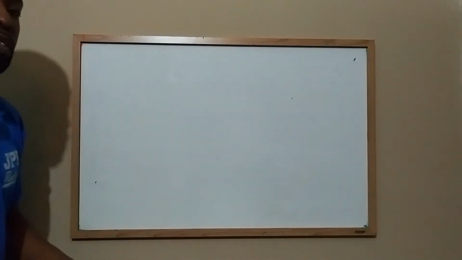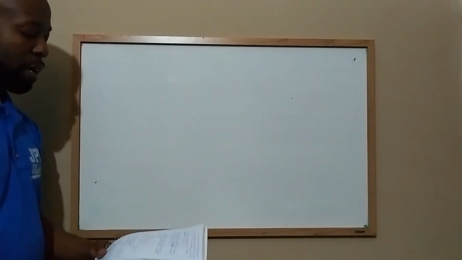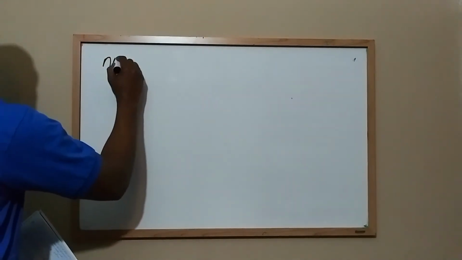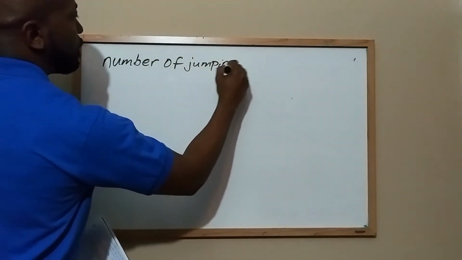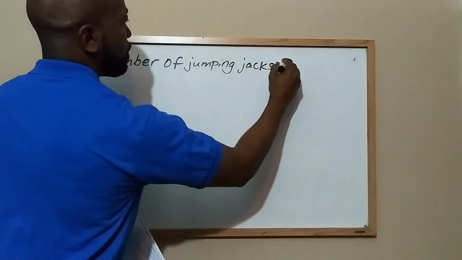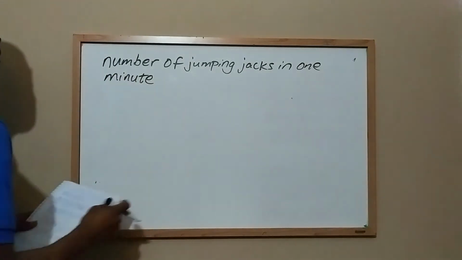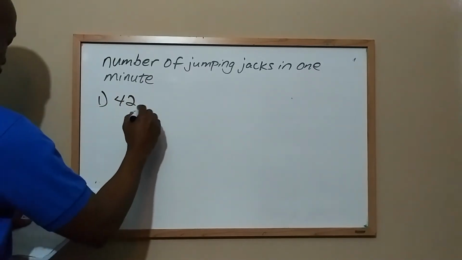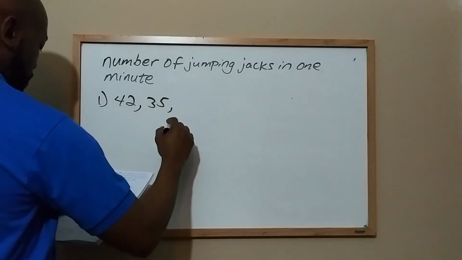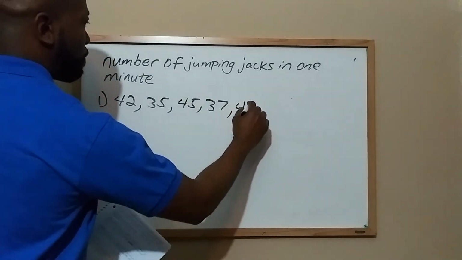So on our first example, in this list of numbers that I'm about to write on the board, this list of numbers is going to describe the number of jumping jacks in 1 minute. The numbers are, let's take 42, 35, 45, 37, and 41. All right.